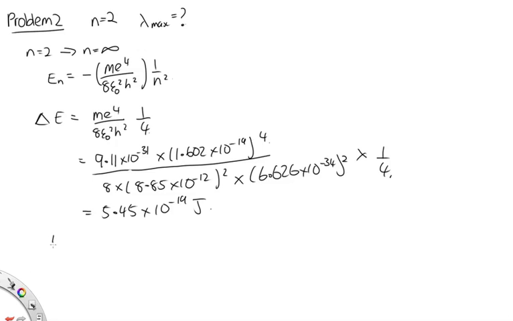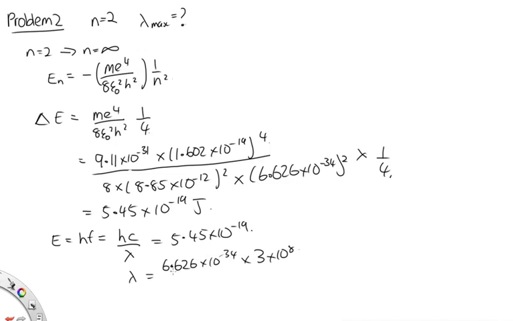So we've got E is equal to hf, which is equal to hc over lambda, and this is equal to 5.45 times 10 to the minus 19, and so lambda is equal to hc divided by this energy, so 6.626 times 10 to the minus 34 times 3 times 10 to the 8 over 5.45 times 10 to the minus 19, and solving that on the calculator, we end up with 365 nanometers. So that's the answer to this problem.